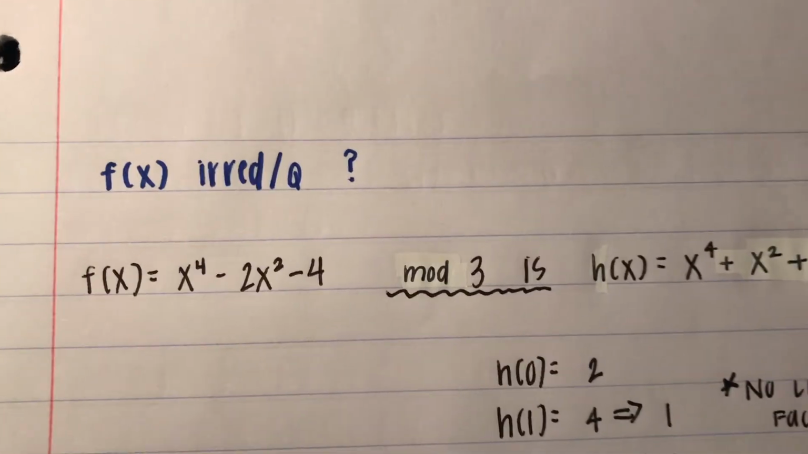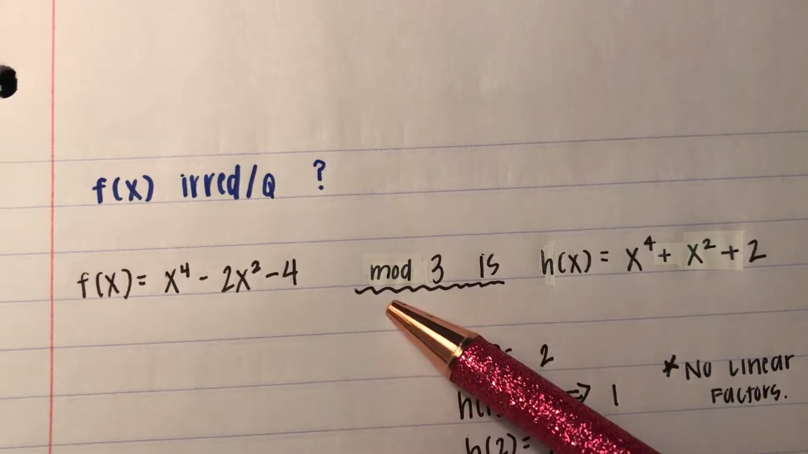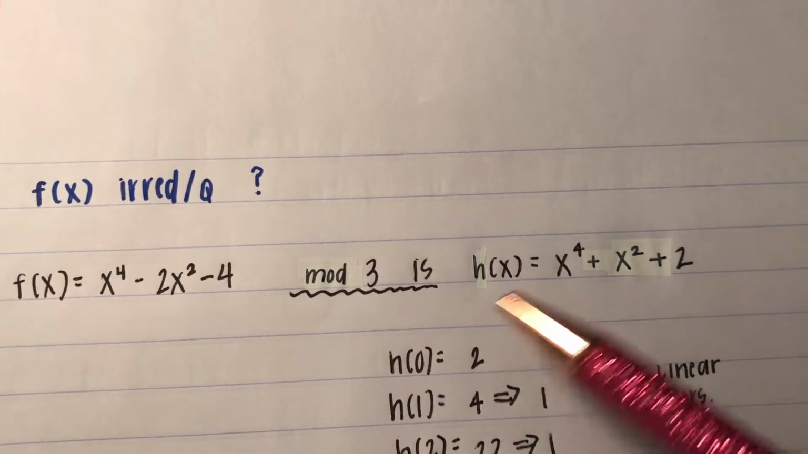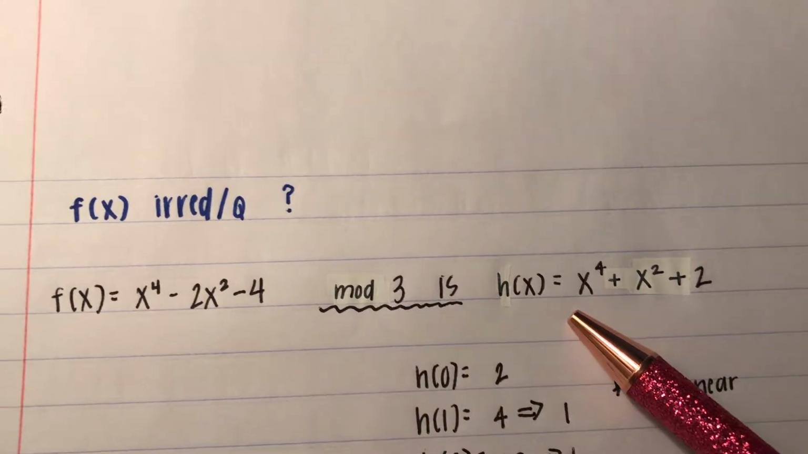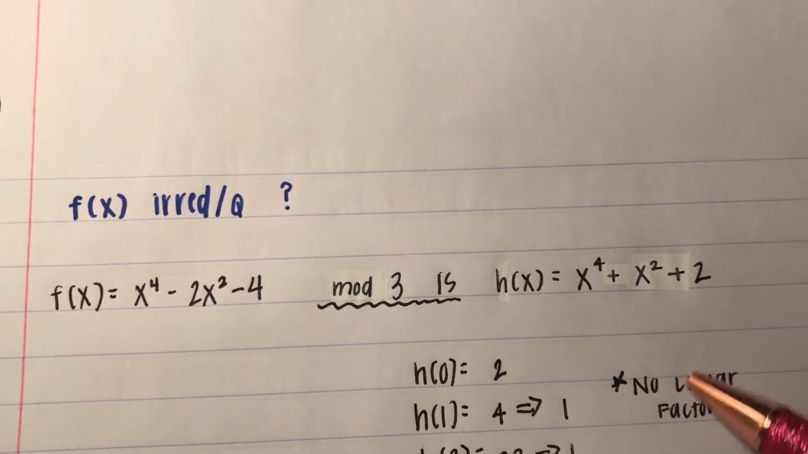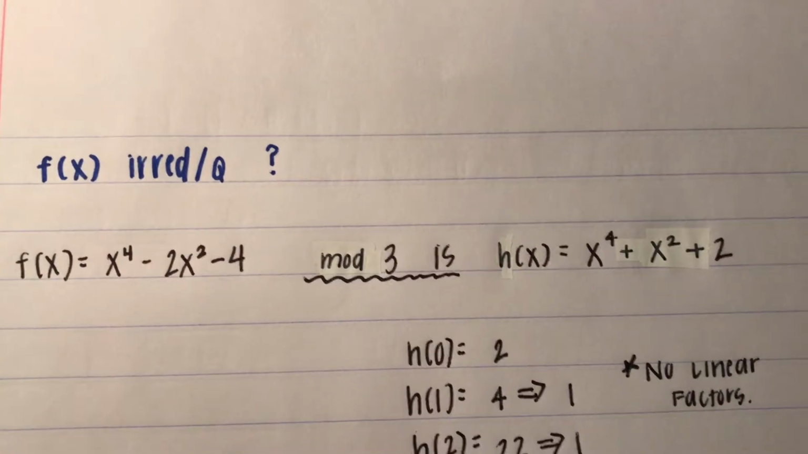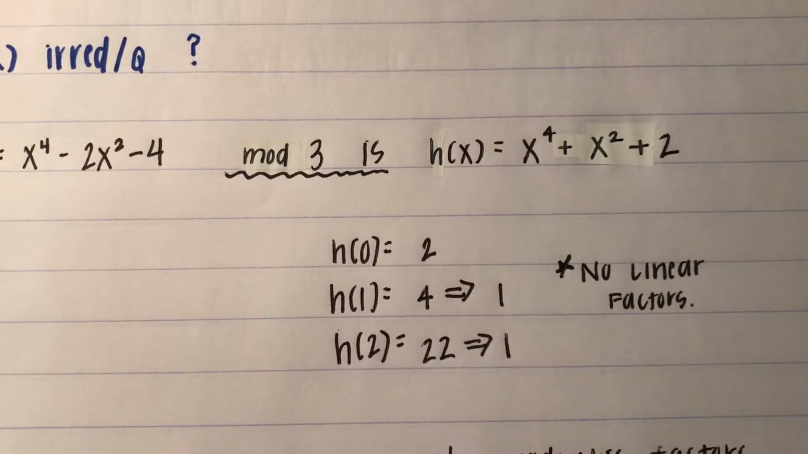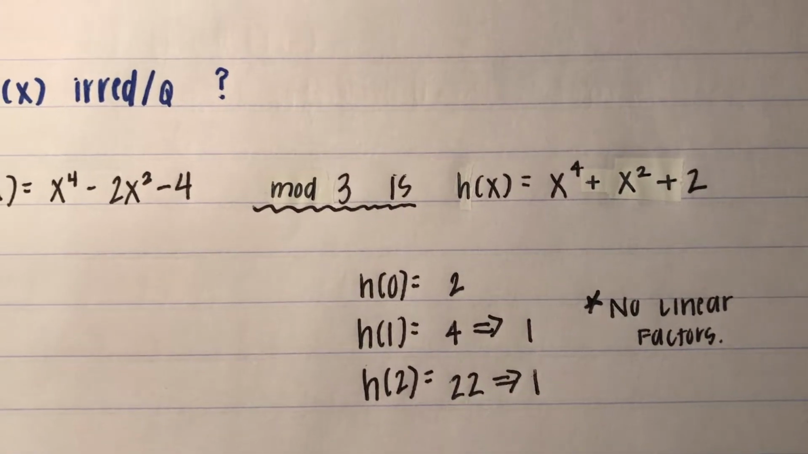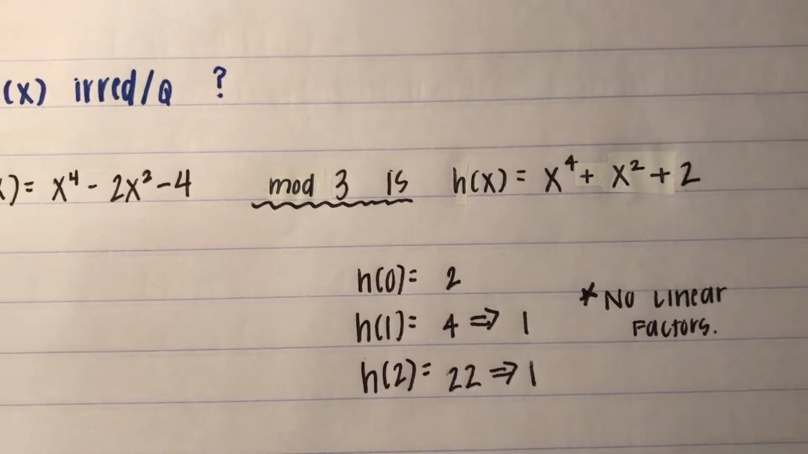So what I did was I took the polynomial that we found, and in mod 3, this is what we end up getting. So I just called it h of x so I don't get confused. H of x equals x to the 4th plus x squared plus 2, and that's this polynomial mod 3. So first I want to check that there are no linear factors. So I plugged in h of 0, h of 1, and h of 2, and none of them end up being roots, so we have no linear factors.